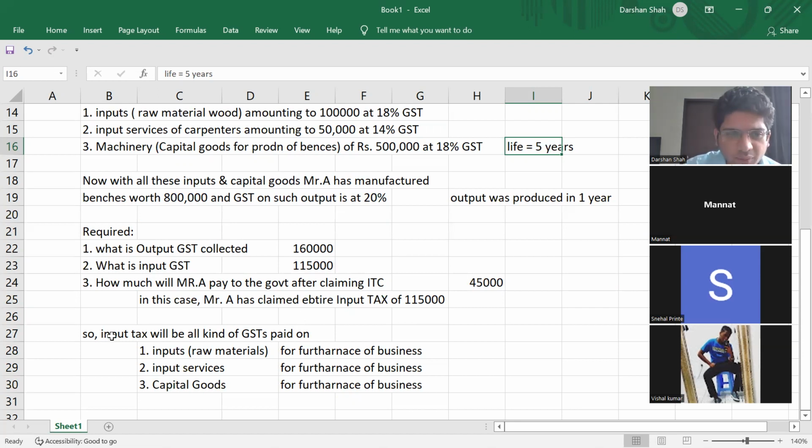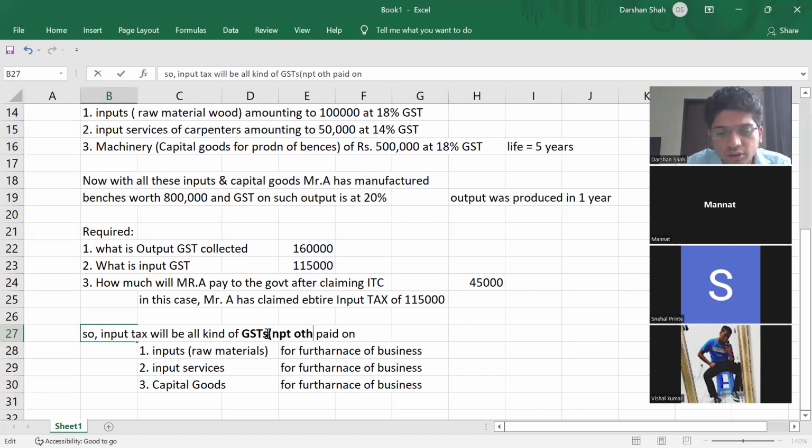Okay. And here I am using only GST, which is paid. Not other taxes. Only GSTs, not other taxes. So for example, while purchasing inputs, you paid 1 lakh plus 18% GST and 2% octroi. Then the octroi tax will not be included under input tax. It is not included under input tax.